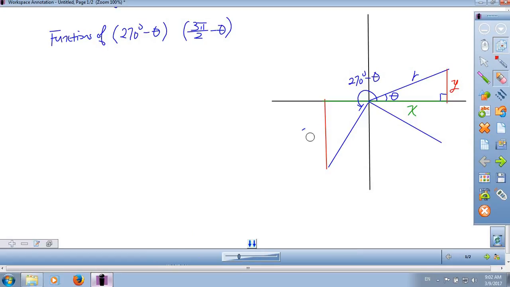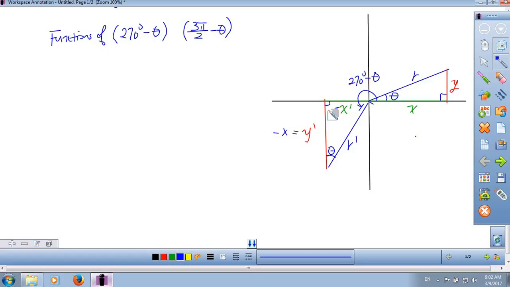I'm going to call this y prime again. This is x prime, and this is r prime. R prime is the same as r. Now I'm going to erase this here to avoid any confusion. This angle is also theta, because there's an angle theta here and a 90-degree angle here, so they are complementary angles of theta. So y prime is the same as negative x, and x prime is the same as negative y.